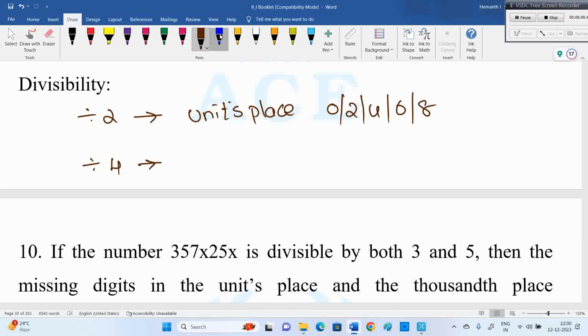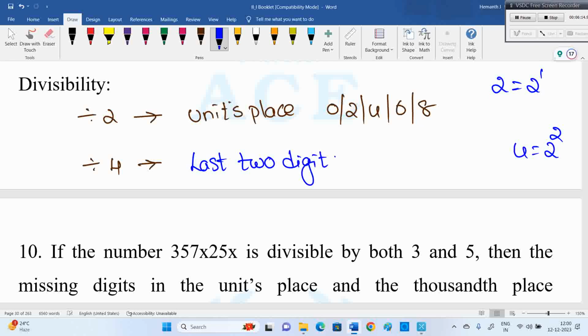Divisibility by 2 depends on the units place. 2 is 2 power 1. 4 is 2 square, so we need to check the last 2 digits. For any number, if the last 2 digits are divisible by 4, then the entire number is divisible by 4.